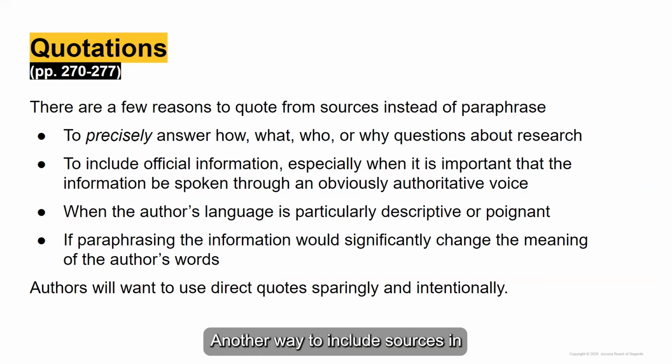Another way to include sources in your writing is through quotation. There are a few reasons to quote from sources instead of paraphrase. To precisely answer how, what, who, or why questions about research. To include official information, especially when it is important that the information be spoken through an obviously authoritative voice. When the author's language is particularly descriptive or poignant, and if paraphrasing the information would significantly change the meaning of the author's words. Authors will want to use direct quotes sparingly and intentionally.